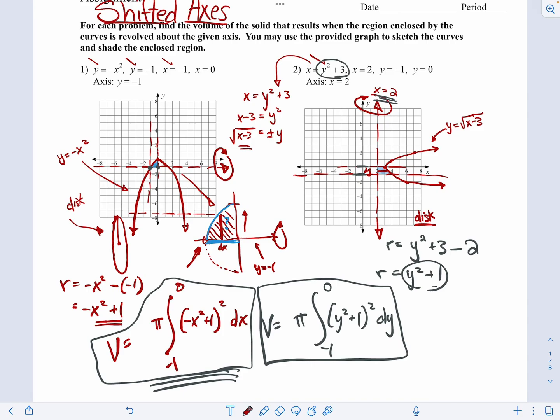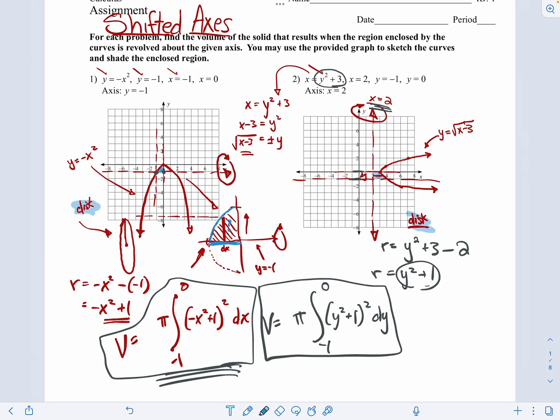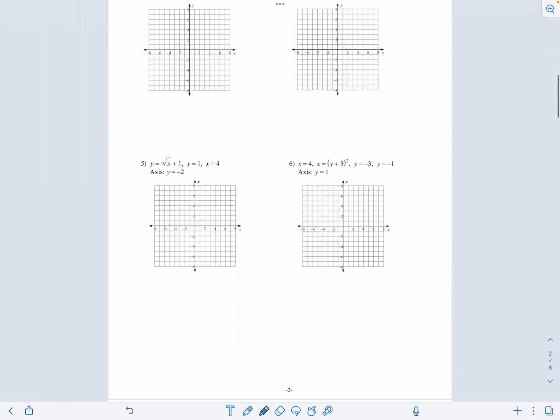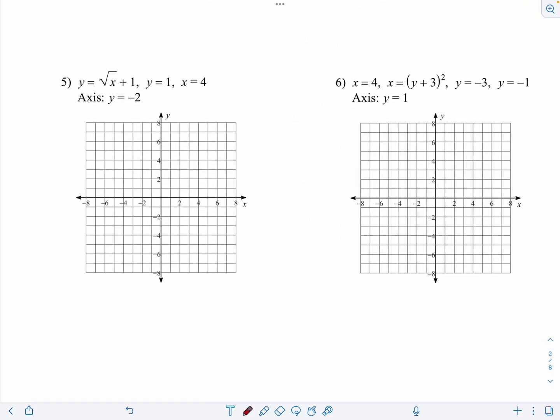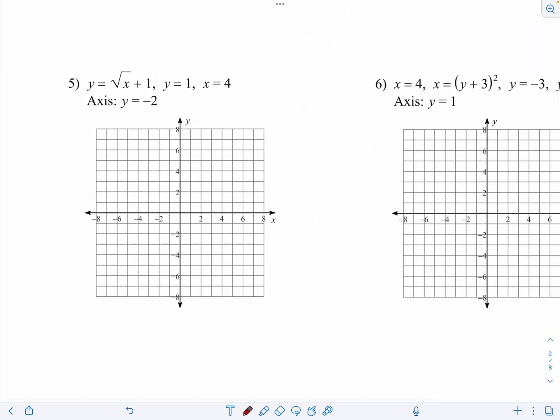I'm assuming that you've watched the ones on the disk method that we've done. We're going to skip to ones that involve the washer method. That means that when we revolve a solid or a region around an axis, it's going to create some part that has a void in it or a hole.